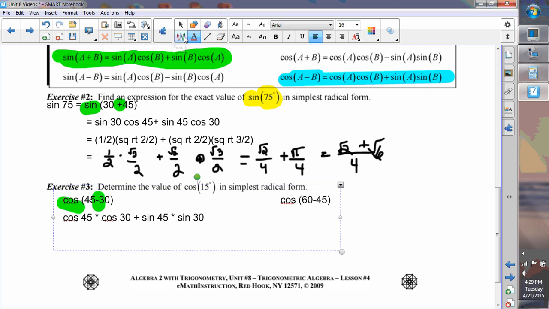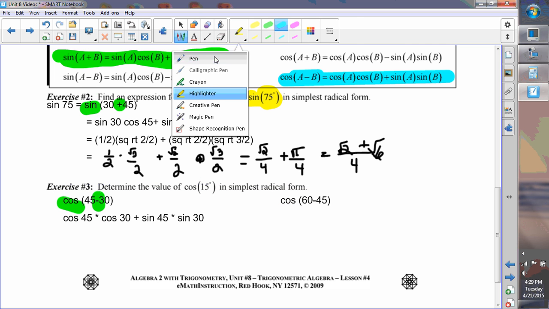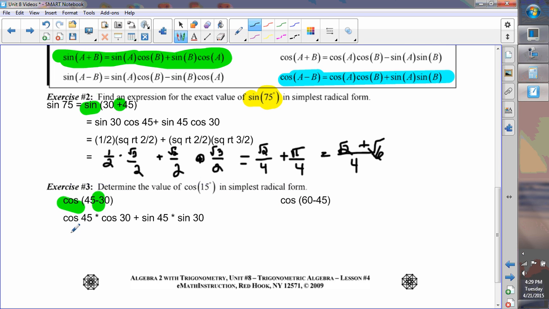I'm going to switch to the pen mode here so that we can see what I'm doing. Cosine of 45. Oh, I can see you all raising your hands right now. You get the square root of 2 over 2. Cosine of 30. Once again, you're correct. Square root of 3 over 2. Sine of 45. Square root of 2 over 2. Right again. And sine of 30 is 1/2. So times 1/2.